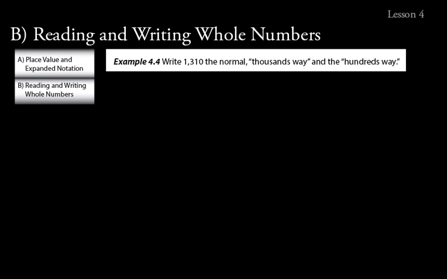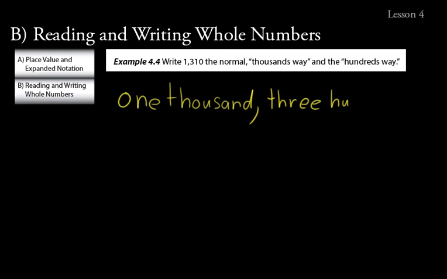Moving on to example 4, we want to think about those ways to write thousands. So write it the normal thousands way and also the hundreds way. So the thousands way, we see the 1 in the thousands place. We'd say 1,000 and then a comma. Since there's a comma there to separate those groups of 3, 1,000 comma 310. And so that's it, 310.